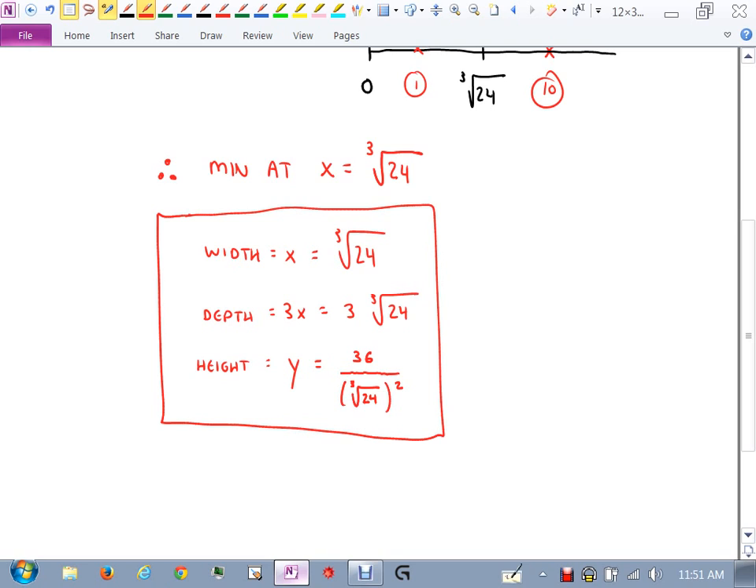You don't need to turn that into decimals. If you'd like to, you could. So what we've achieved in this problem is we've shown that there's a way to build a box to hold that amount of volume in a way that we use the least amount of material to do it.